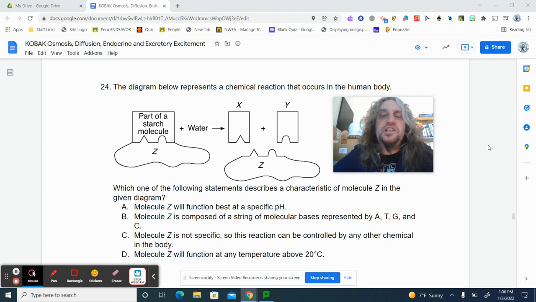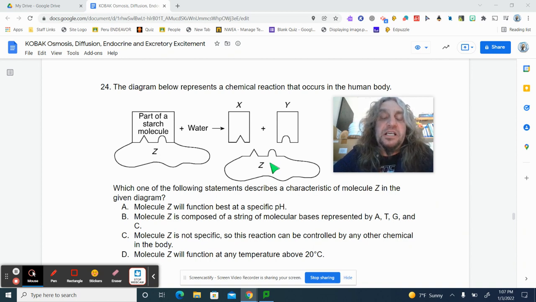The diagram below represents a chemical reaction that occurs in the human body. You've got part of a starch molecule and molecule Z plus water. You get molecule X, molecule Y, and the same molecule Z. Which of the following statements describes the characteristic of molecule Z in the given diagram?